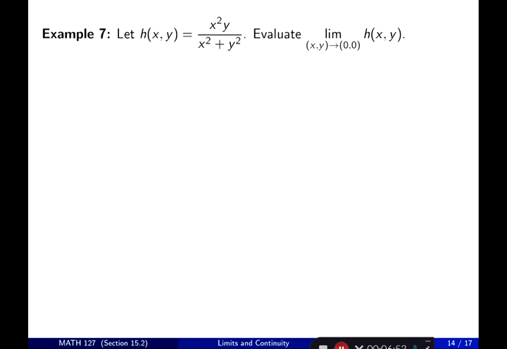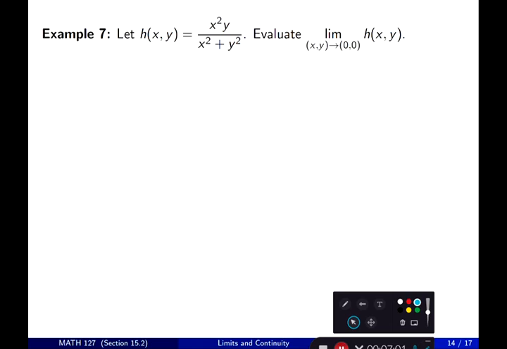Let's evaluate the limit of h of x and y as x and y approach 0, 0, where h of x and y is equal to x squared y over x squared plus y squared. So how do we do this?